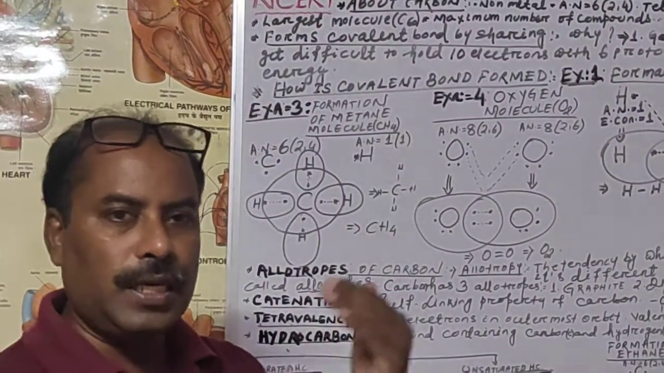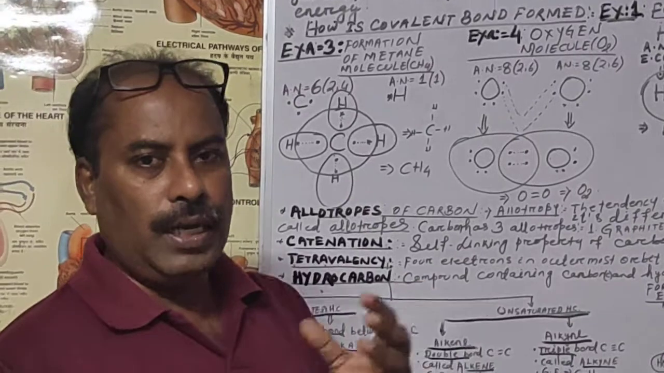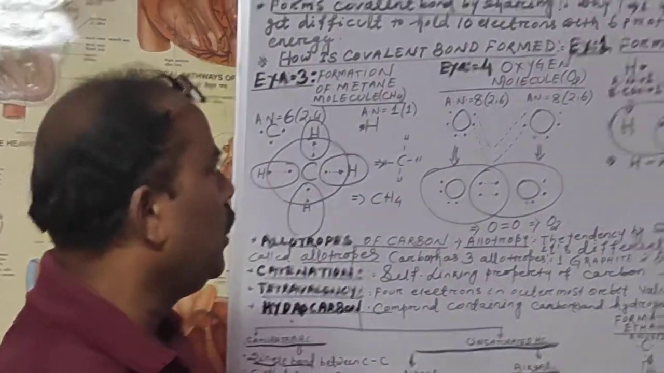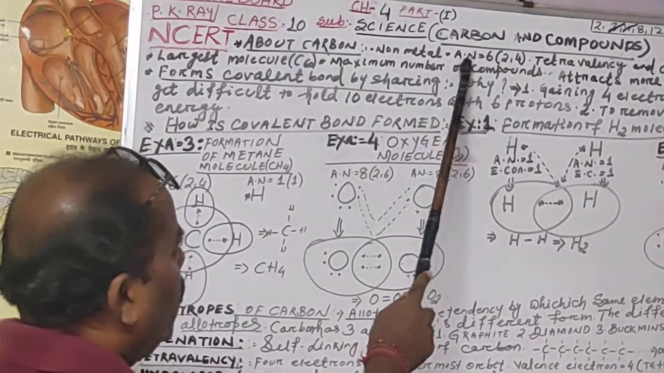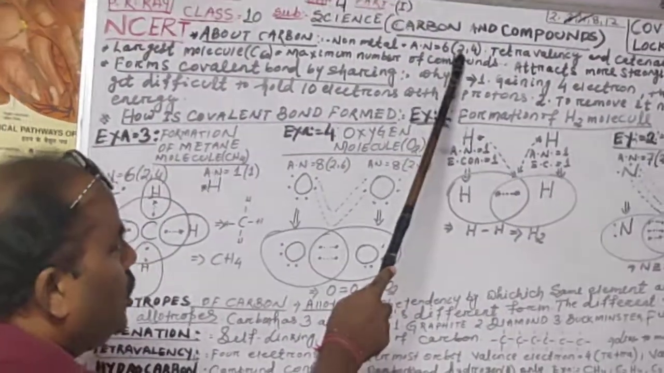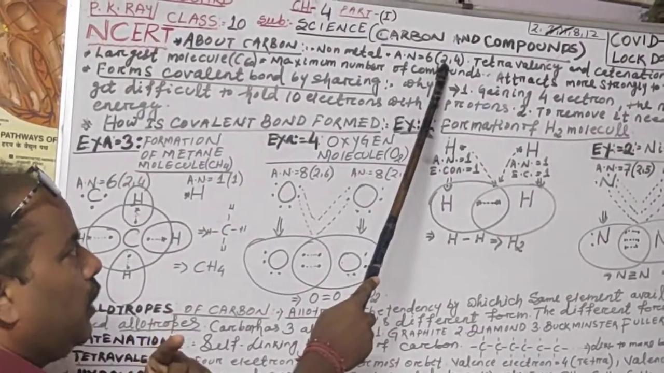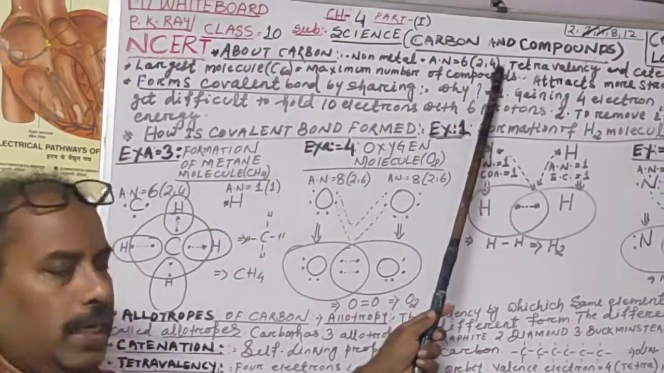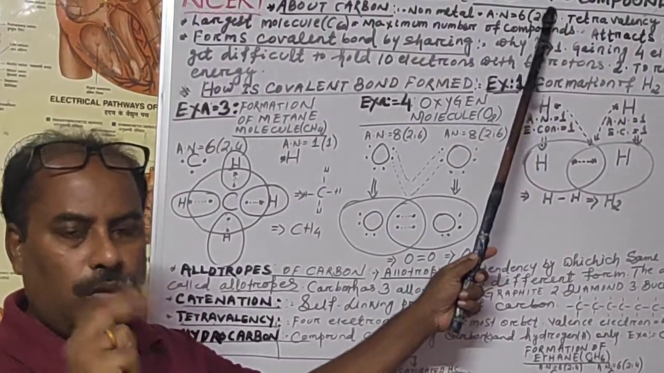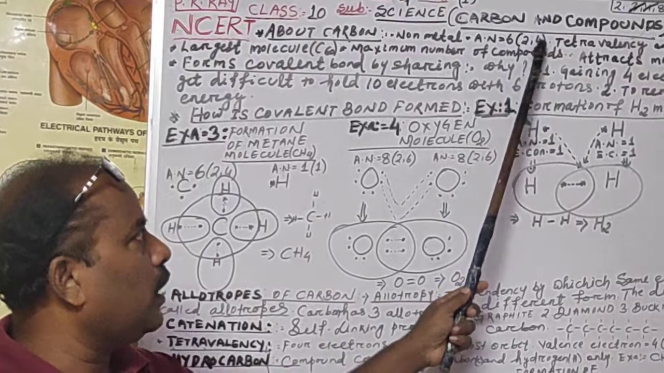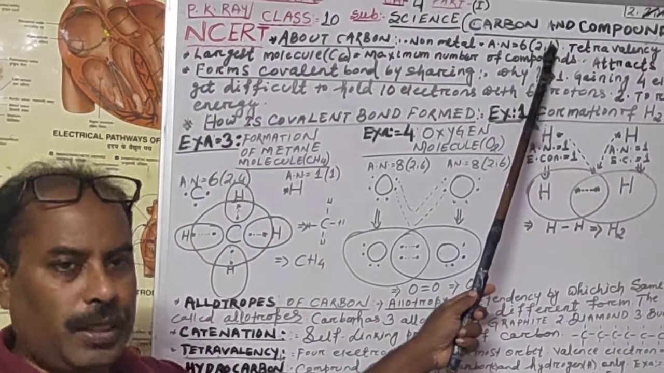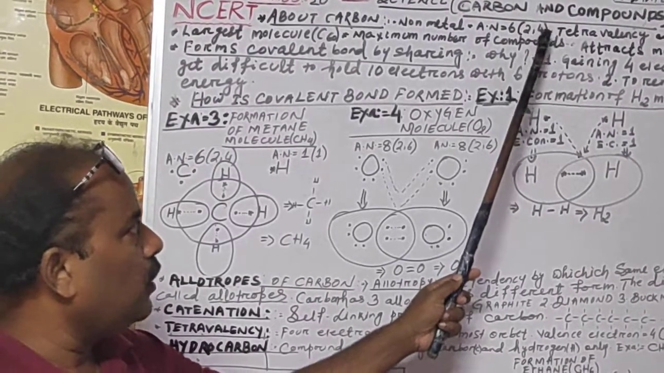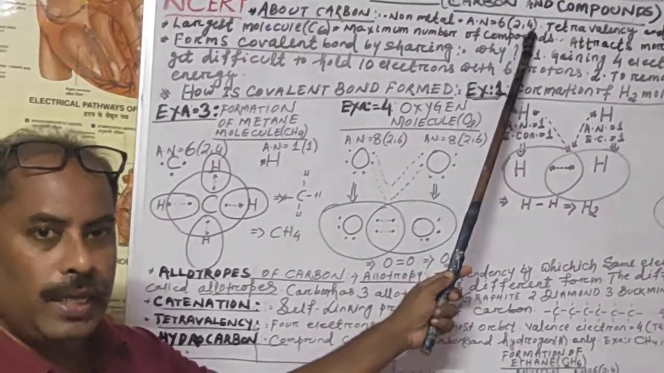Protons are present inside the nucleus, whereas the electrons are present outside the nucleus in their own orbits. The atomic number of carbon is 6, and the first orbit, called the K orbit, contains 2 electrons, and the L orbit contains 4 electrons. So it has only 2 orbits, the first K orbit and the second L orbit. This is the outermost orbit. In the outermost orbit there are 4 electrons, and these 4 electrons are known as the valence electrons.